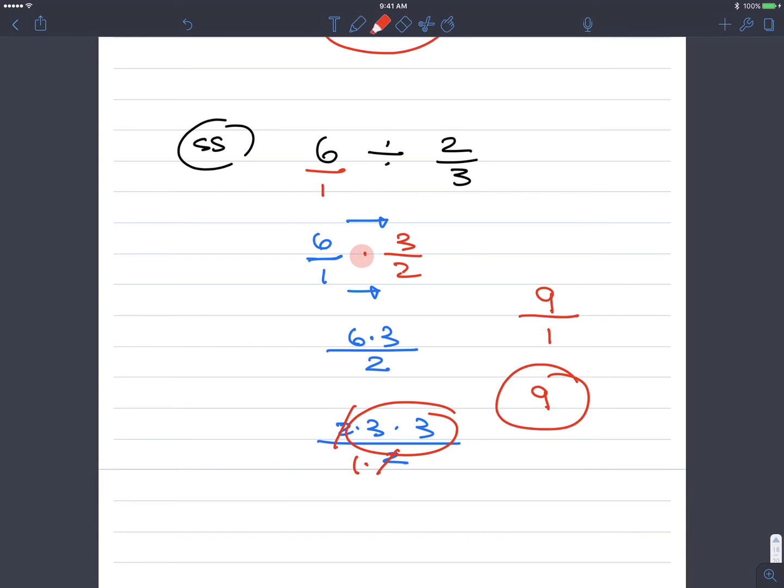Now notice we could have went over here and said 6 times 3 we know to be 18. And that's being divided by 2. There's a 2 down here. 18 divided by 2 is 9. So either approach would actually work fine. The answer is 9.